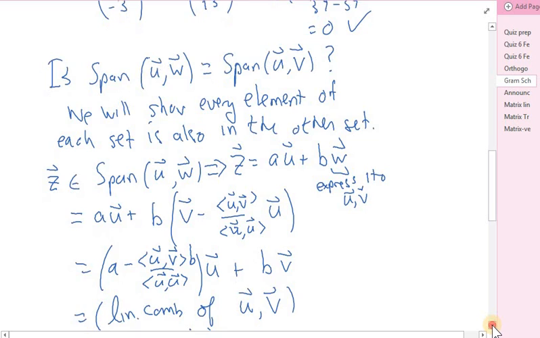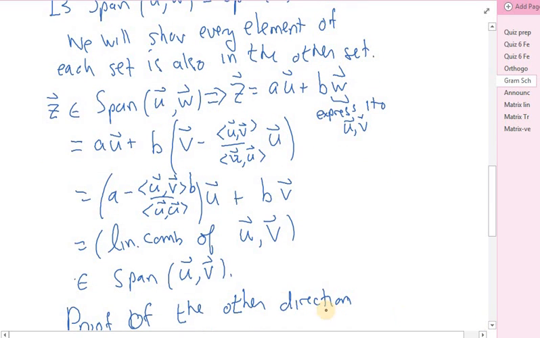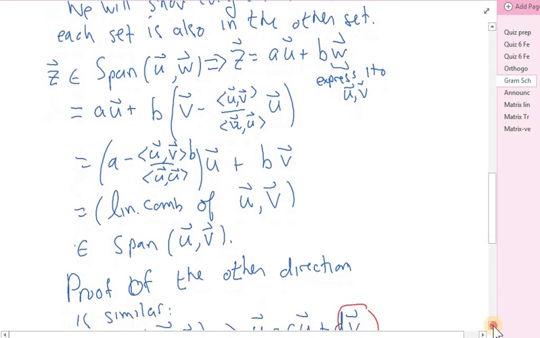That means z is a linear combination of u and v. So that means z is also in the span of u and v. I started out with z being in the span of u and w, and I showed that z was also in the span of u and v. Now, you can also prove the other direction.